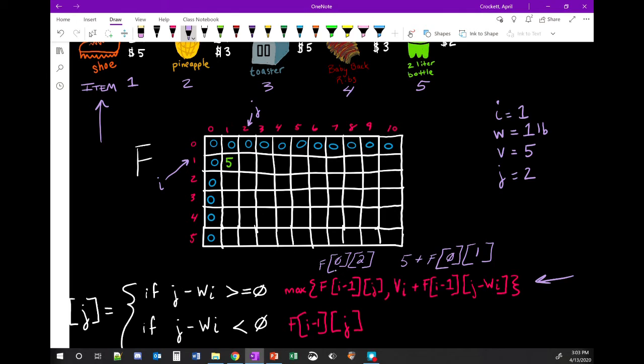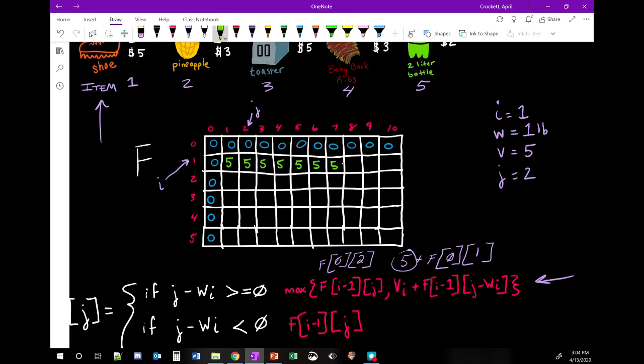So anything with 0 in it, which is going to be this entire row, is going to be i minus 1, which is always going to be 0. And you notice the entire 0 rows and columns are all 0. So for this entire row, it's going to end up being 5 all the way across, because we're just going to add 5 plus 0. That's always going to be the max. So I'm going to go ahead and put 5s for everything for item 1.